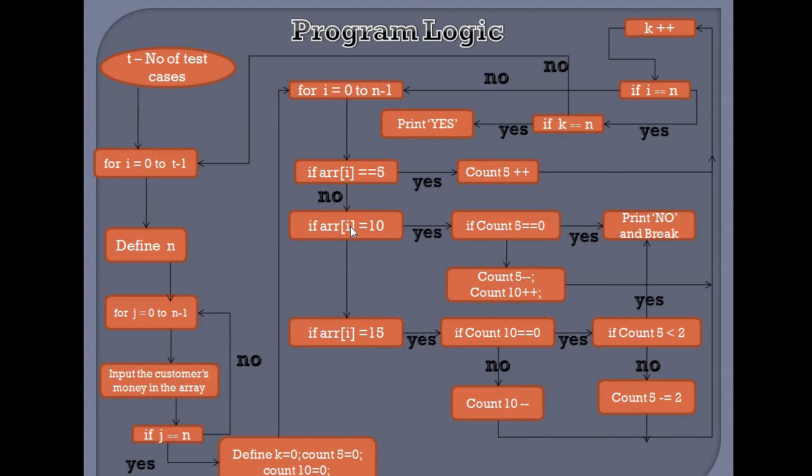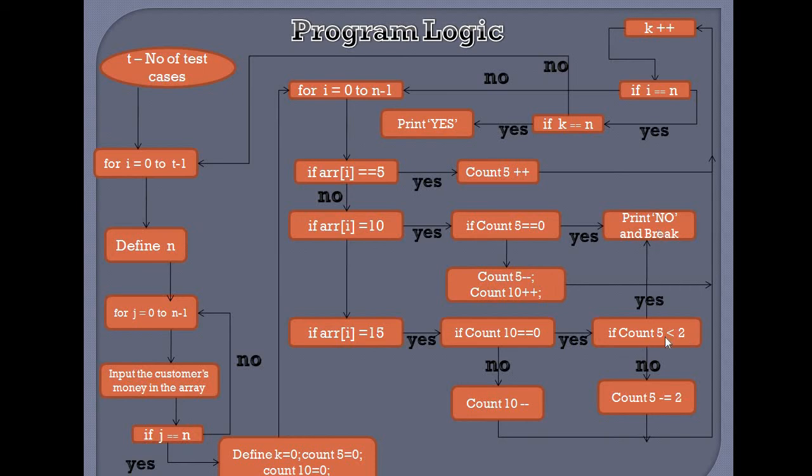Let's say the customer pays him a 15 rupee coin. In that case, the chef first checks whether the number of 10 rupee coins is 0 or not. If the number of 10 rupee coins in his wallet is 0, then the chef checks whether the number of 5 rupee coins in his wallet is less than 2 or not. If the number of 5 rupee coins in the chef's wallet is less than 2, then the chef cannot serve the customer as he is not able to return the change exactly. So he simply says no and breaks the loop.